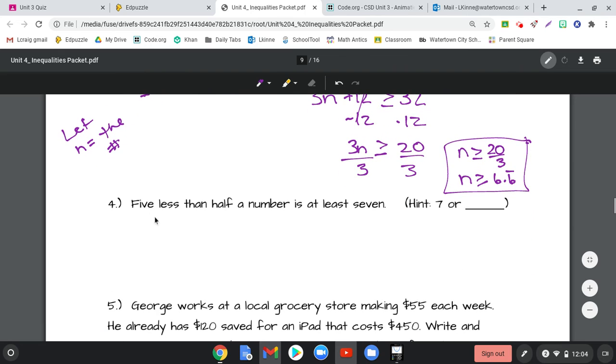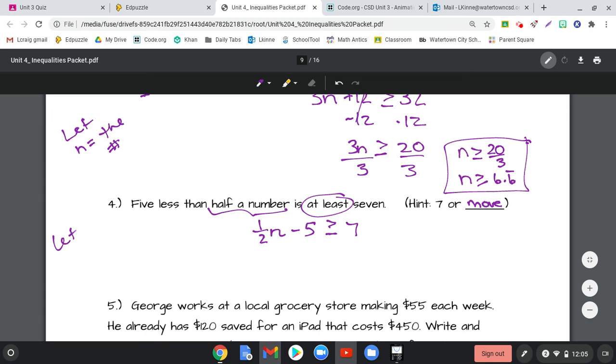Couple more. 5 less than half a number is at least 7. Again, at least 7. I want at least $7. That means I want 7 or more. So it's greater than or equal to 7. 5 less than half a number. Half a number is 1/2 times the number. 5 less than that, minus 5.